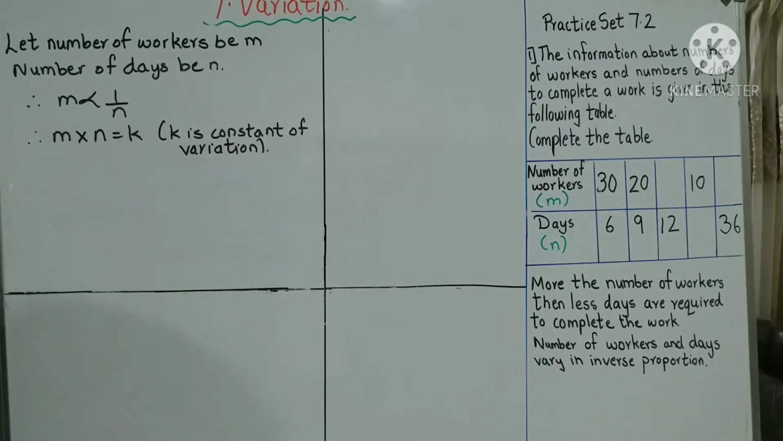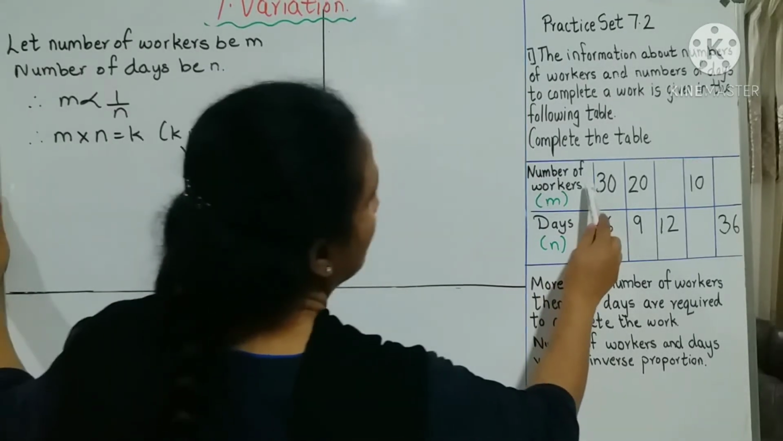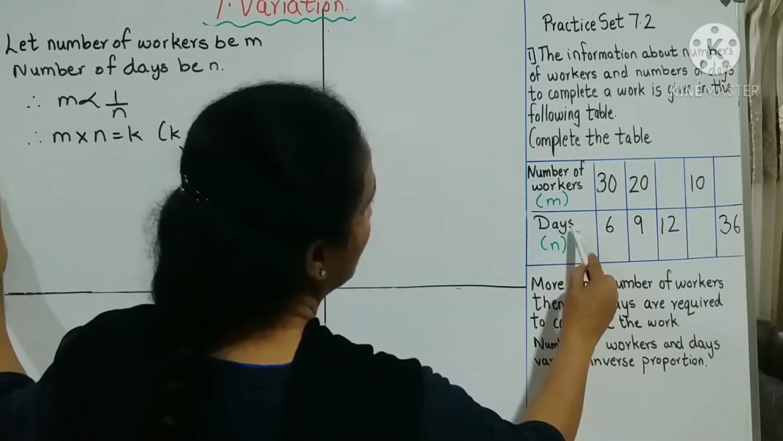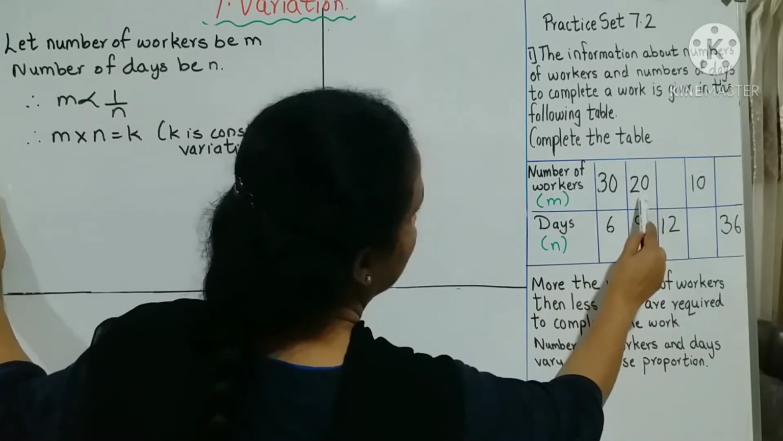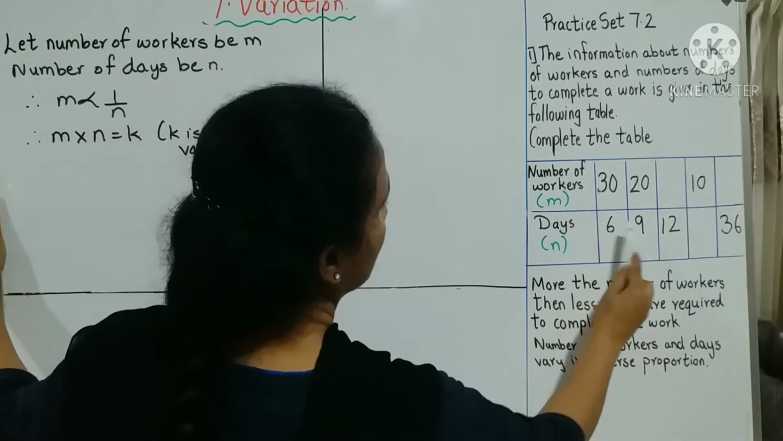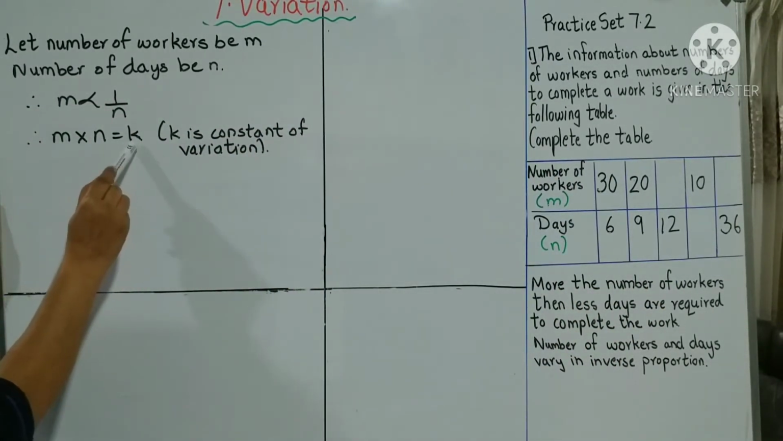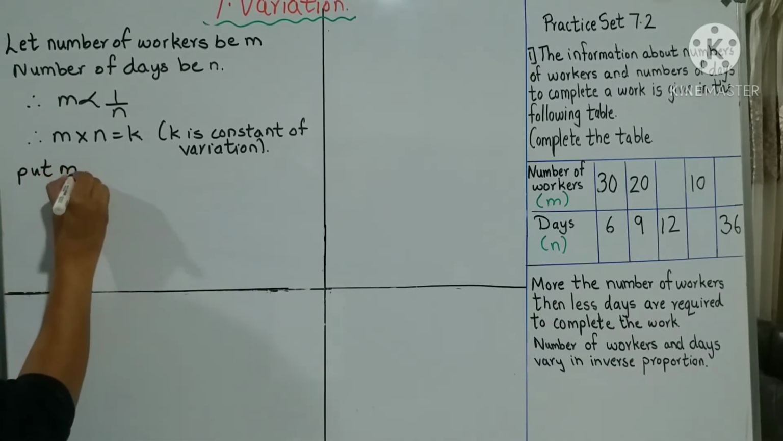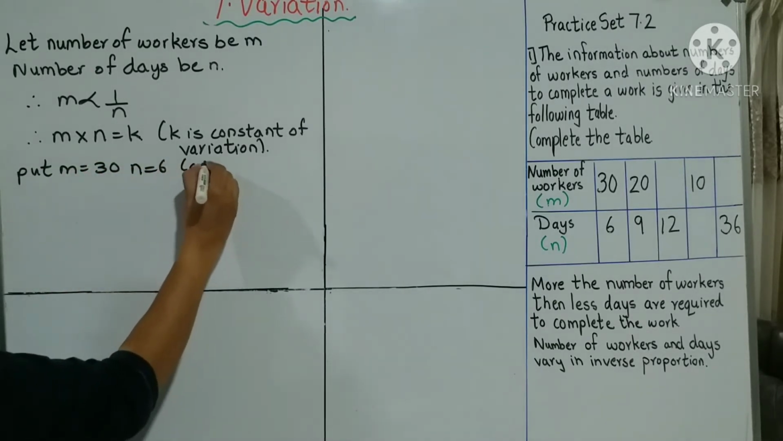Now we are going to first find out the value of k over here. So to find out the value of k from the table, we can use these two values, that is number of workers 30 and days required to complete the work 6 days, or you can take number of workers as 20 and days required to complete the work as 9. You will put these values in this equation and find out the value of k. So put m is equal to 30, n is equal to 6. This is given in the table.